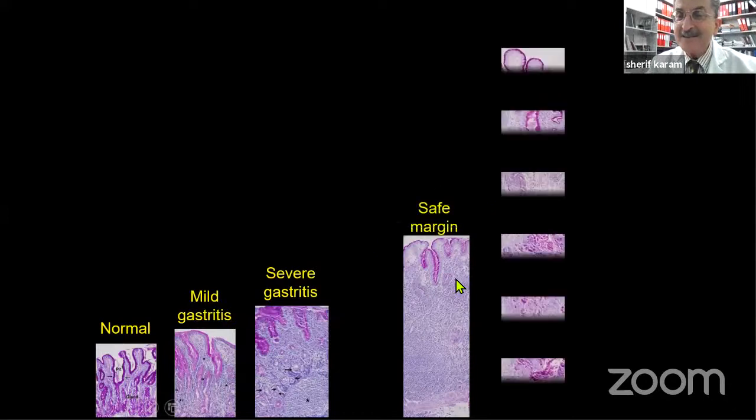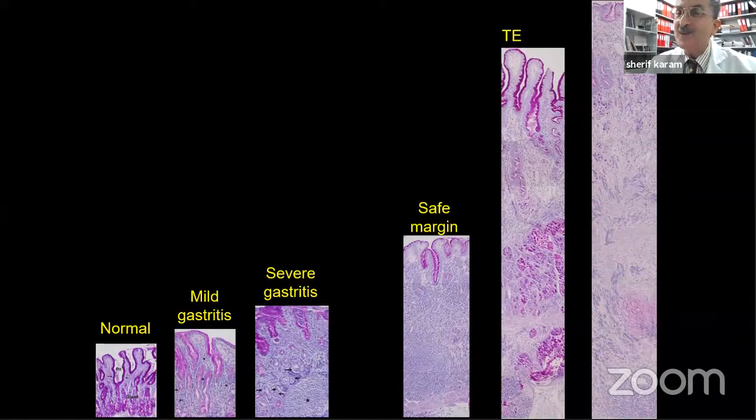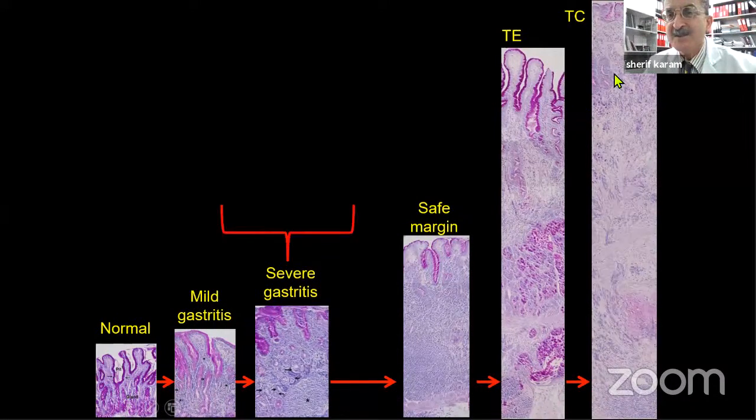And then the cancer tissues were categorized again into three categories. This is a safe margin, how the mucosa looks like, which looks more or less like this, but look at the thickness of the mucosa. All these images are taken at the same magnification. Of course, some of them are montages like this. This is a montage, multiple images taken together. And this is another montage. And so as you move forward from normal to mild to severe to safe margin to tumor edge, and finally the tumor center here. So this is tumor edge, this is tumor center.